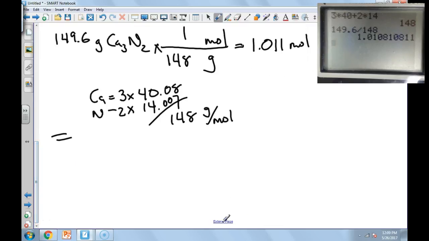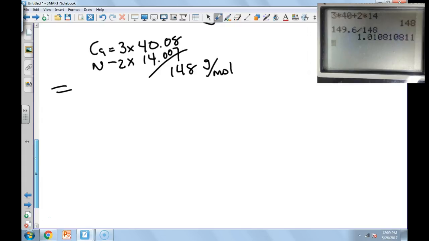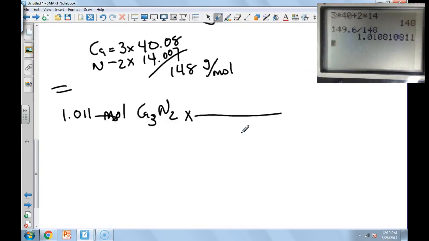So I'm going to separate this a little bit. Okay, and I'm going to take 1.011 moles of Ca3N2. I'm going to X-line this guy, and instead of doing anything with moles, I want to get rid of Ca3N2 and convert that to calcium. Okay, so for every 1 mole of this, we have 3 moles of that.